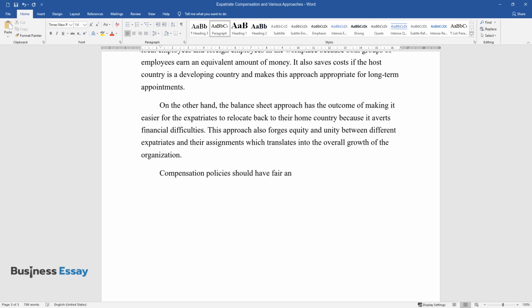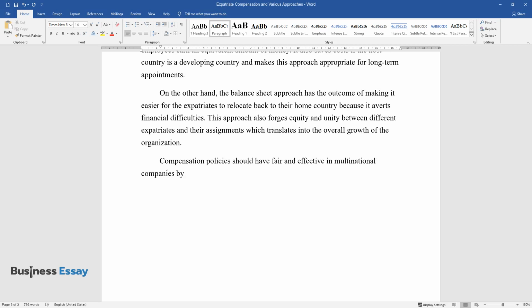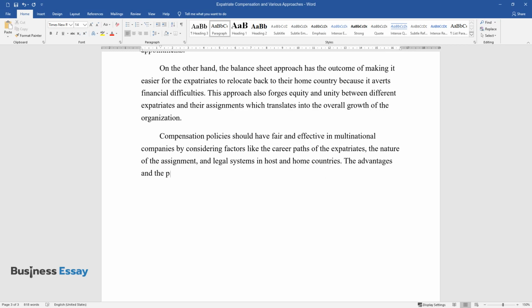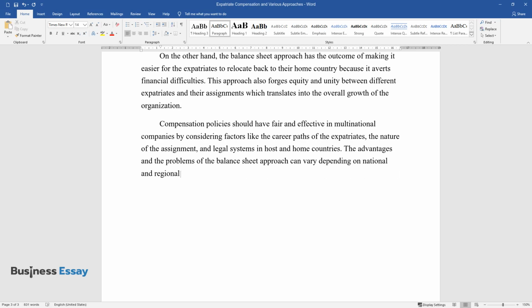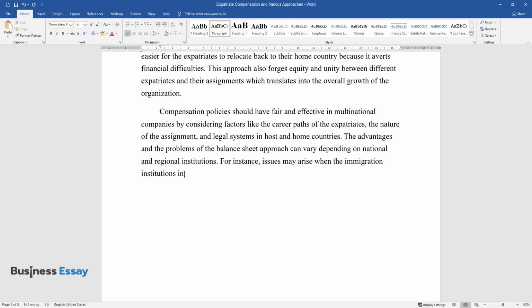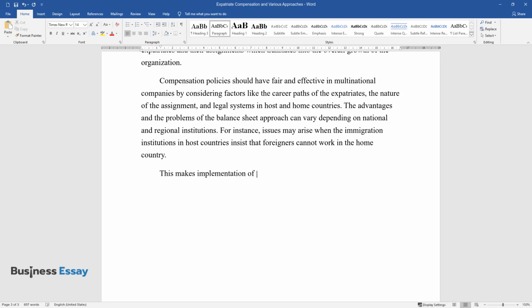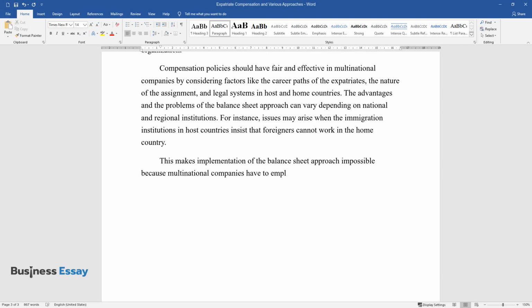Compensation policies should be fair and effective in multinational companies by considering factors like the career paths of the expatriates, the nature of the assignment, and legal systems in host and home countries. The advantages and the problems of the balance sheet approach can vary depending on national and regional institutions. For instance, issues may arise when the immigration institutions in host countries insist that foreigners cannot work in the home country. This makes implementation of the balance sheet approach impossible because multinational companies have to employ locals.